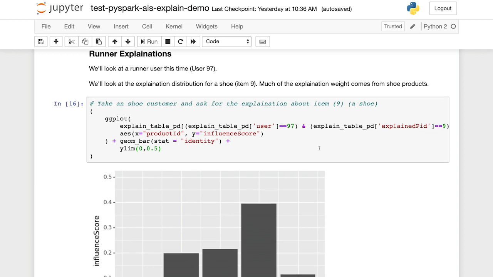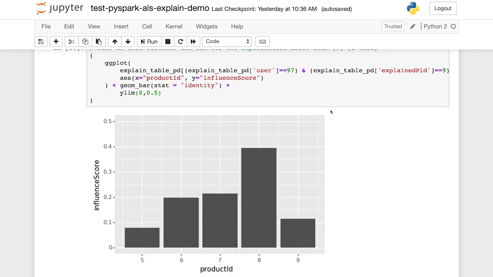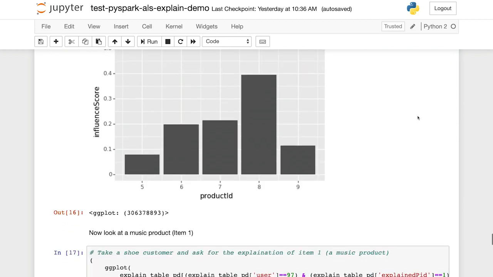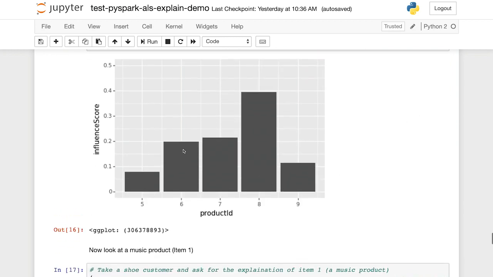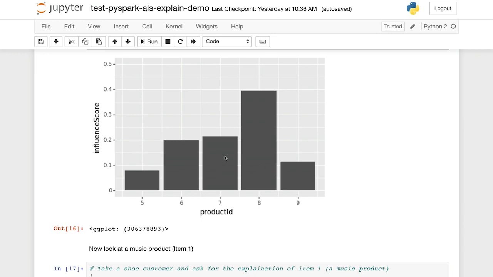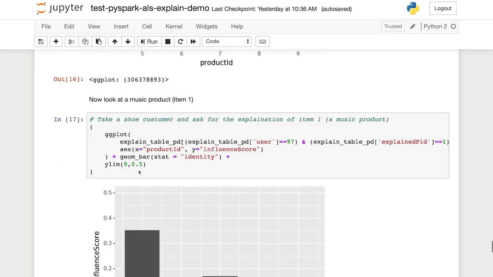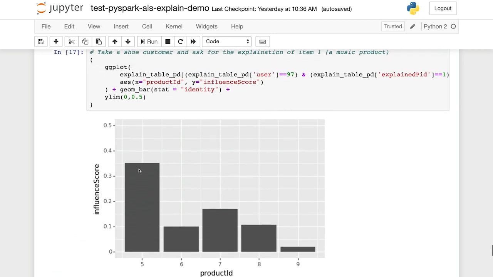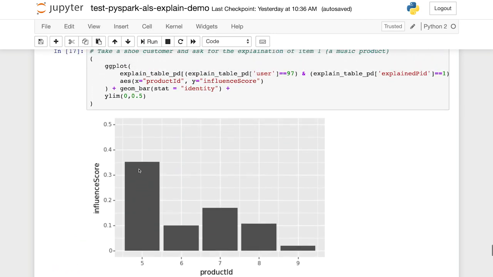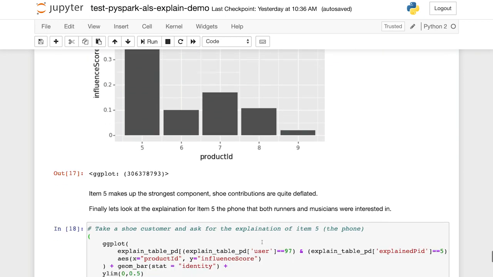Again, we can do this for a runner. So now I choose a runner and say, let's explain a shoe. And basically this would be the distribution, mainly influenced by the other shoes and the phone. If I look at a musical instrument, now all the weight comes from this phone, and not very much comes from the shoes.